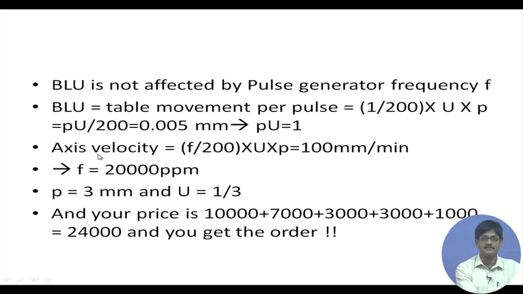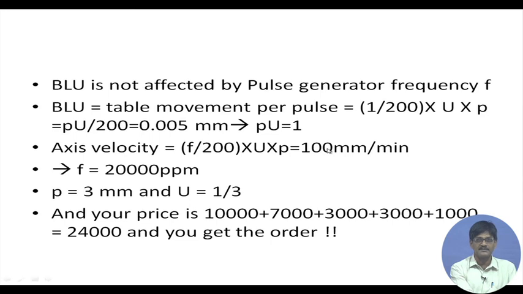The axis velocity, on the other hand, is going to be the frequency of the pulse generator divided by 200, giving us the number of rotations of the stepper motor. The number of rotations of the stepper motor multiplied by the gear ratio gives the number of rotations of the lead screw, and multiplied by p gives us the total amount of movement per minute of the table.